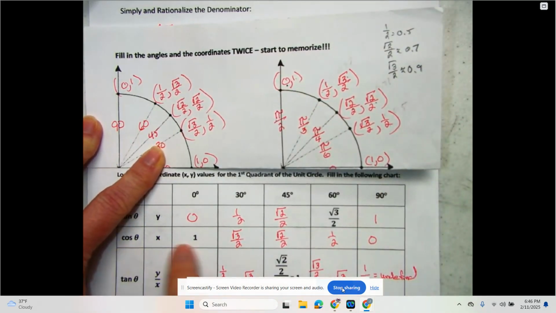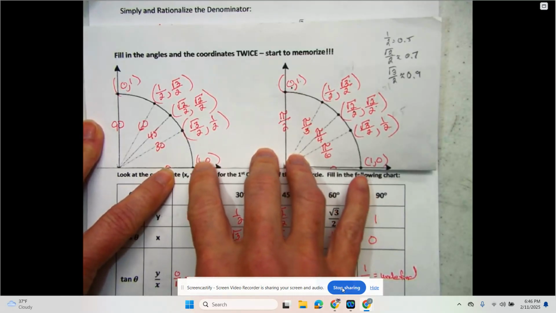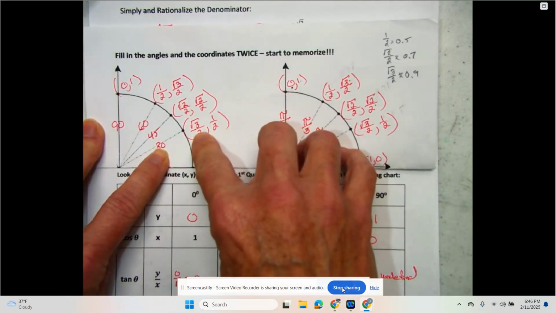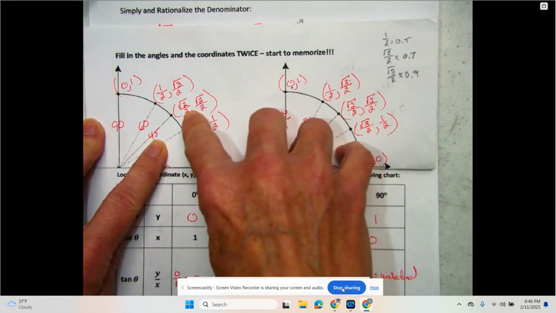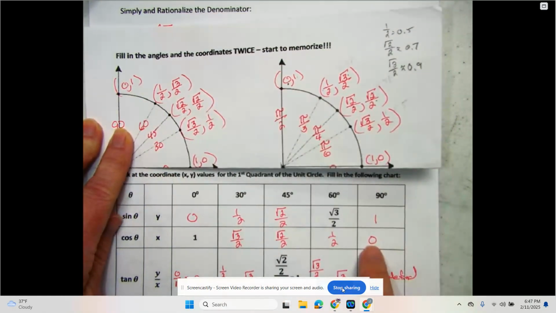When I look at cosine, what's the cosine of 0? You look at the x value, 1. What's the cosine of 30? Square root of 3 over 2. Cosine of 45, square root of 2 over 2. Cosine of 60, 1/2. Cosine of 90, 0.